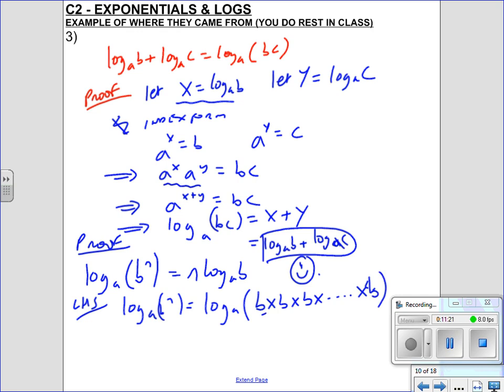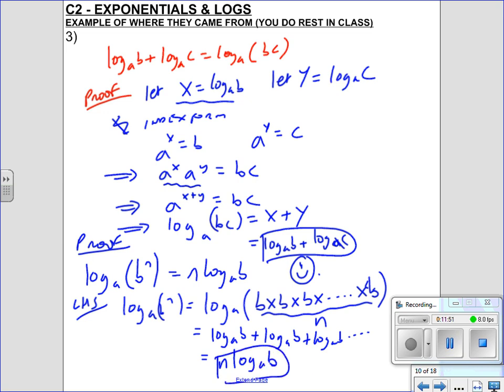And we know, well, how many B times B times B times B is that? We know that's n times, don't we? We just did a proof that said when you add logs together, it's the same as the results times each other. So this is the same as log AB plus log AB plus log AB n times, isn't it? There are n lots of log AB. And there you go. It's proved as required.